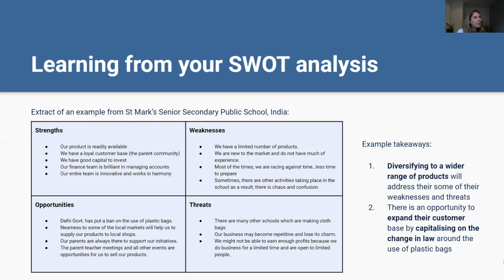Those are just a couple of takeaways, but as you can see, there's lots of opportunity to think about how you can use your strengths to take advantage of your opportunities, to avoid threats, and equally to minimize your weaknesses using the opportunities you identify, and to avoid the threats. So all of these are interrelated factors, and doing this analysis is a great opportunity to strengthen your business strategy.